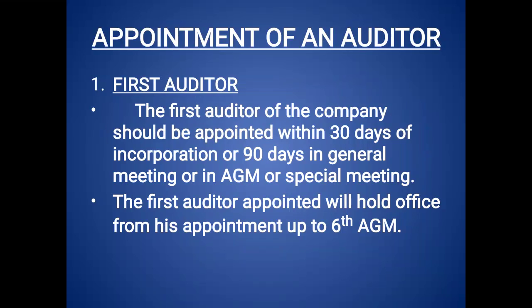If the board of directors fails to appoint the auditor, at that time the shareholders can appoint the first auditor in the general meeting. So in the AGM they can select the first auditor. The first auditor, whoever may be appointed, will hold the office from his appointment up to the 6th AGM. That is, for 6 years he will be in charge of the auditing work.